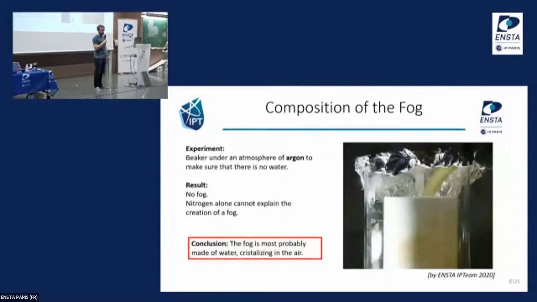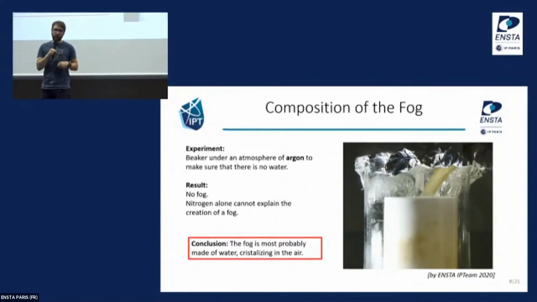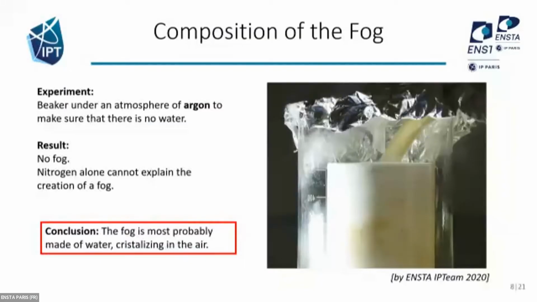Another thing we did is we put this beaker with the nitrogen into an inert atmosphere. So in this case, it was argon. And we saw no fog creation, meaning that it has to be something that is in the air that creates the fog. And this, I think, goes to show that indeed the fog is simply created by water. So we run with this idea in mind for the rest of our experiments.